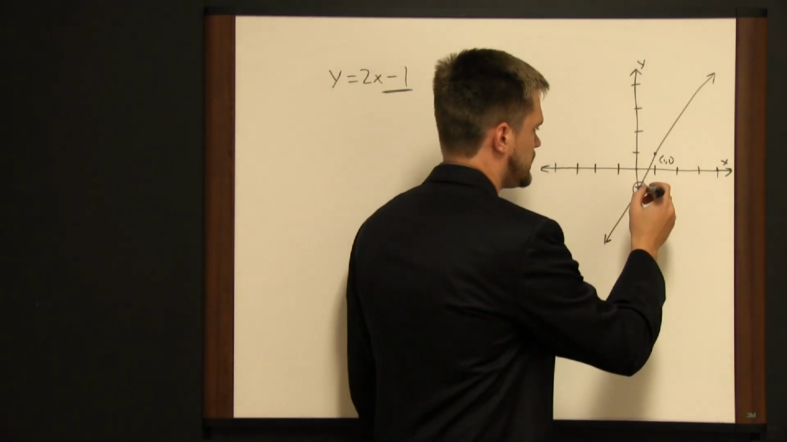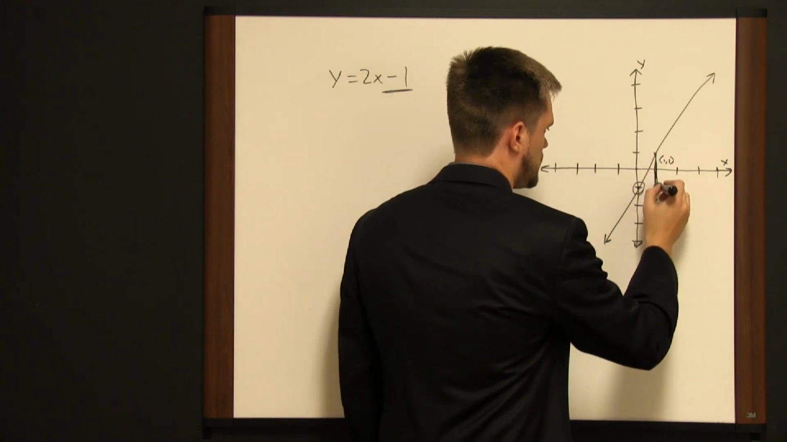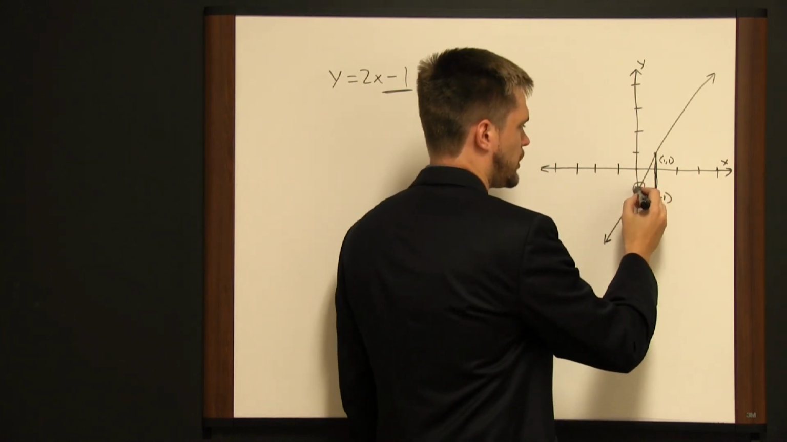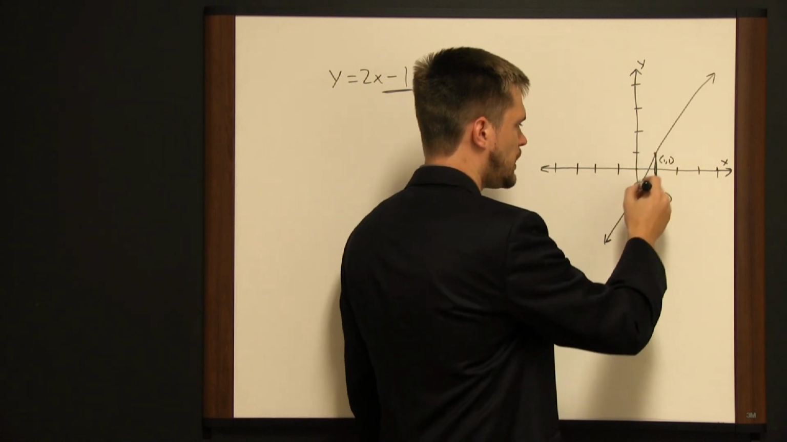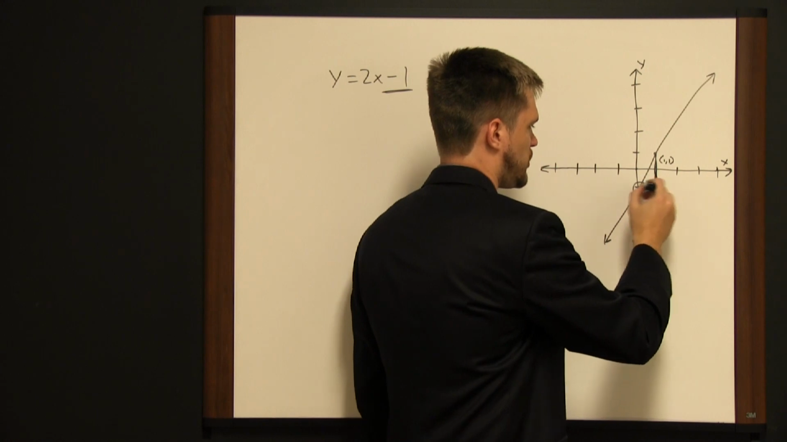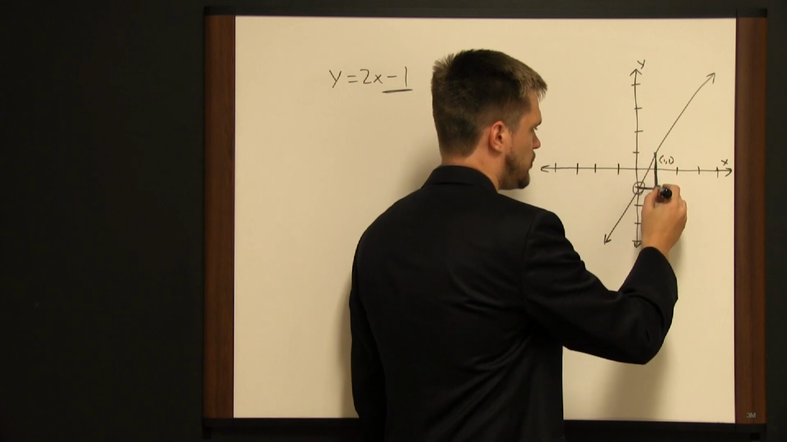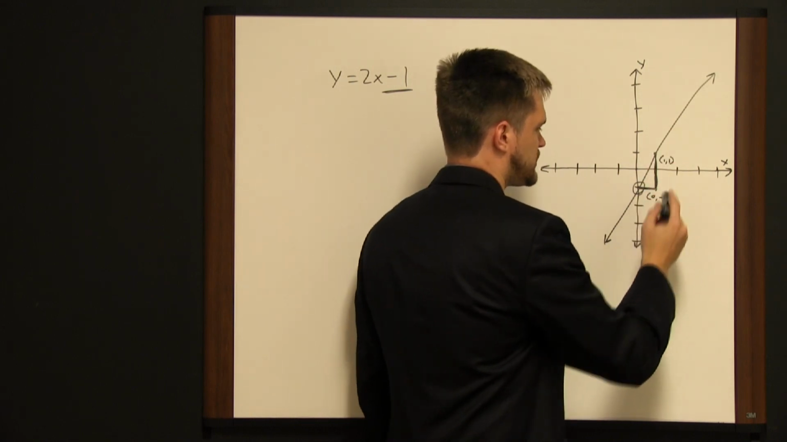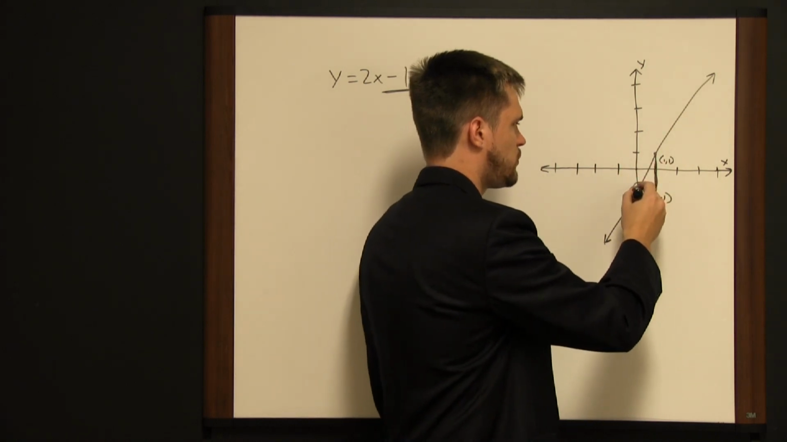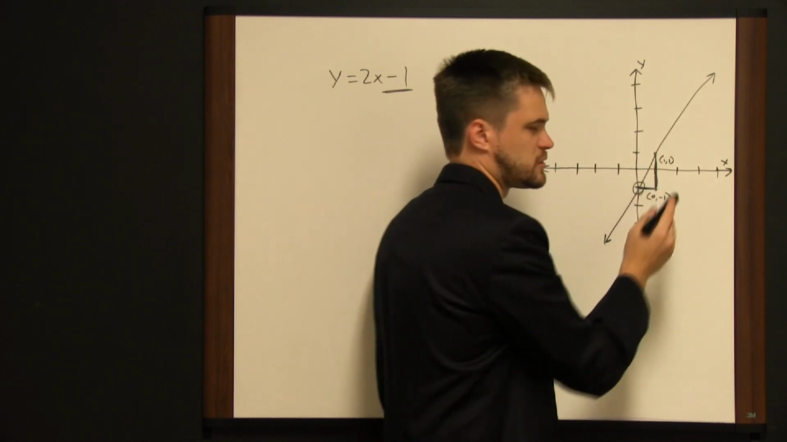Now the slope of a line is defined as the change in the vertical coordinate divided by the change in the horizontal coordinate. For a given interval on this line, it doesn't matter how big the interval is, but we're just going to take the smallest one that we have graphed here. For any given interval, the slope is the change in the vertical divided by the change in the horizontal. In this case, the change in the vertical is 2. We go from negative 1 to 1. And the change in the horizontal is 1. We go from 0 to 1.